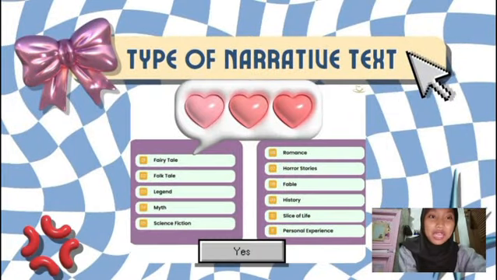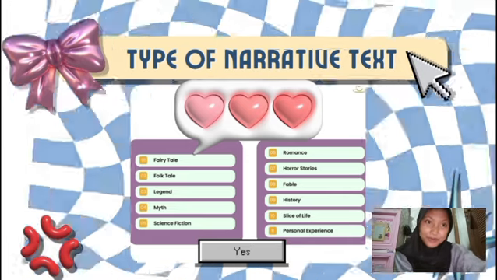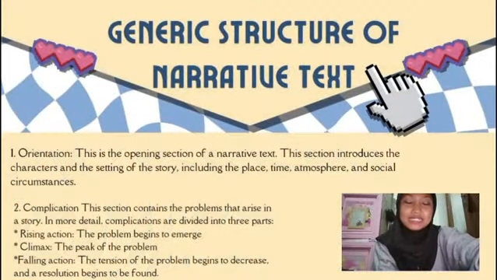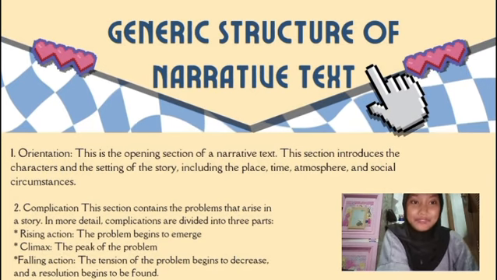And then types of narrative text. 1. Fairy tale. 2. Folk tale. 3. Legend. 4. Myth. 5. Science fiction. 6. Romance. 7. Horror stories. 8. Fable. 9. History. 10. Slice of life. 11. Personal experience. Okay, next, generic structure of narrative text.